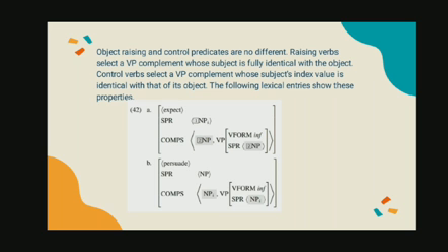Object raising and control predicates are no different. Raising verbs select a VP complement whose subject is fully identical with the object. Control verbs select a VP complement whose subject index value is identical with that of its object. The following lexical entries show these properties.